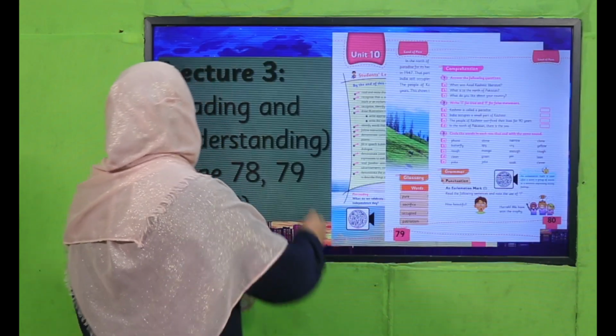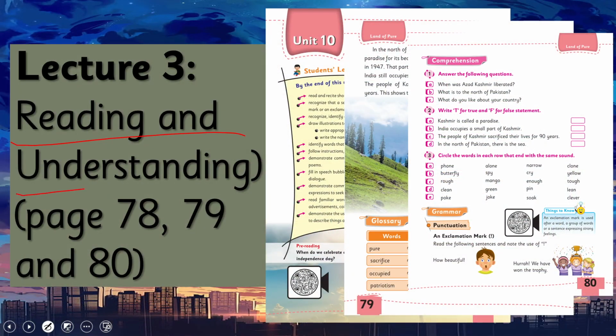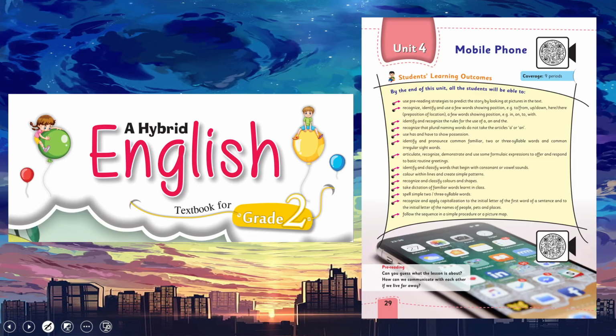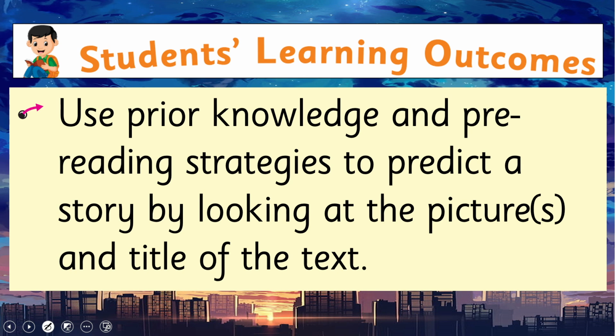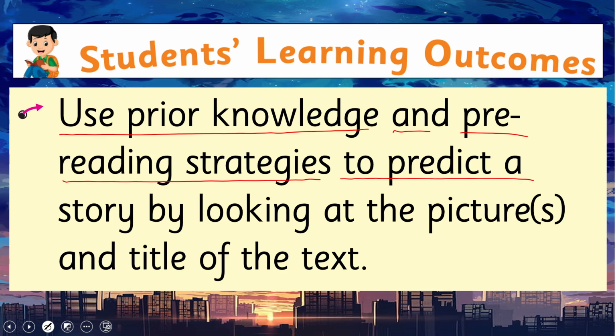Yes, my dear students, today we are going to start reading and understanding of this unit. Before this, in English for Grade 2, we have already learned how to use pre-reading strategies to predict the story by looking at pictures in the text. So, today we are going to use prior knowledge and pre-reading strategies to predict a story by looking at the pictures and title of the text. This is our SLO for today.